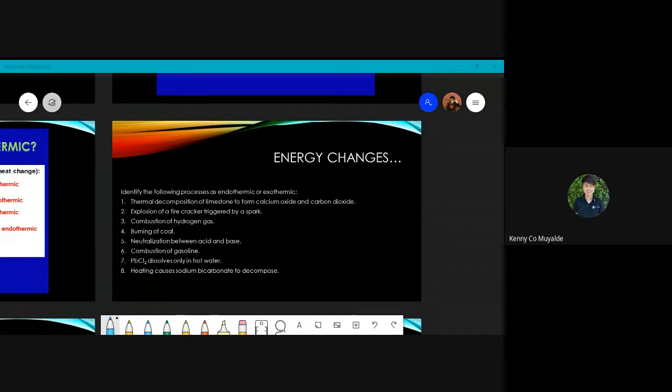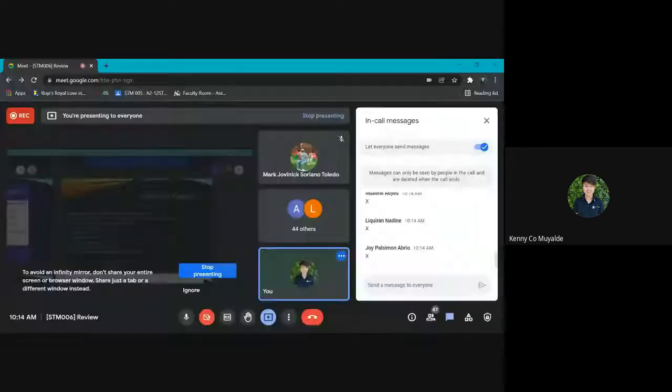Number 4, burning of coal. Okay, correct. It is still exothermic. Pag burning, pag combustion, then that is exothermic. And then number 5, neutralization between acid and base. May kulang siya sa sentence. Neutralization between acid and base produces heat. Okay, correct. Kahit na hindi ko nakompleto yung tanong, alam nyo pa rin ang sagot. That is exothermic kasi nagpo-produce ng heat kapag nagkaroon ng neutralization reaction. Okay?